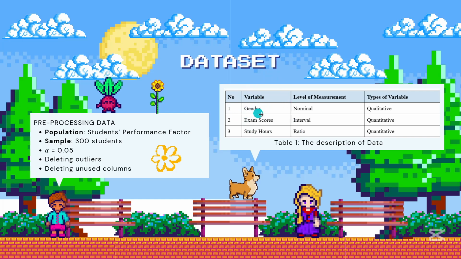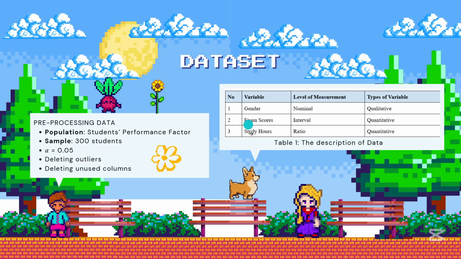The first one is gender. We put it as a nominal, qualitative type of variable because gender only has 2 types, which are male and female. We also have exam scores, whose level of measurement is interval and it's quantitative since it is a number. Why did we choose it as interval? Because exam scores don't have a true zero value, which means if we have 0 marks in our exam scores, that doesn't mean that we got no exam scores.